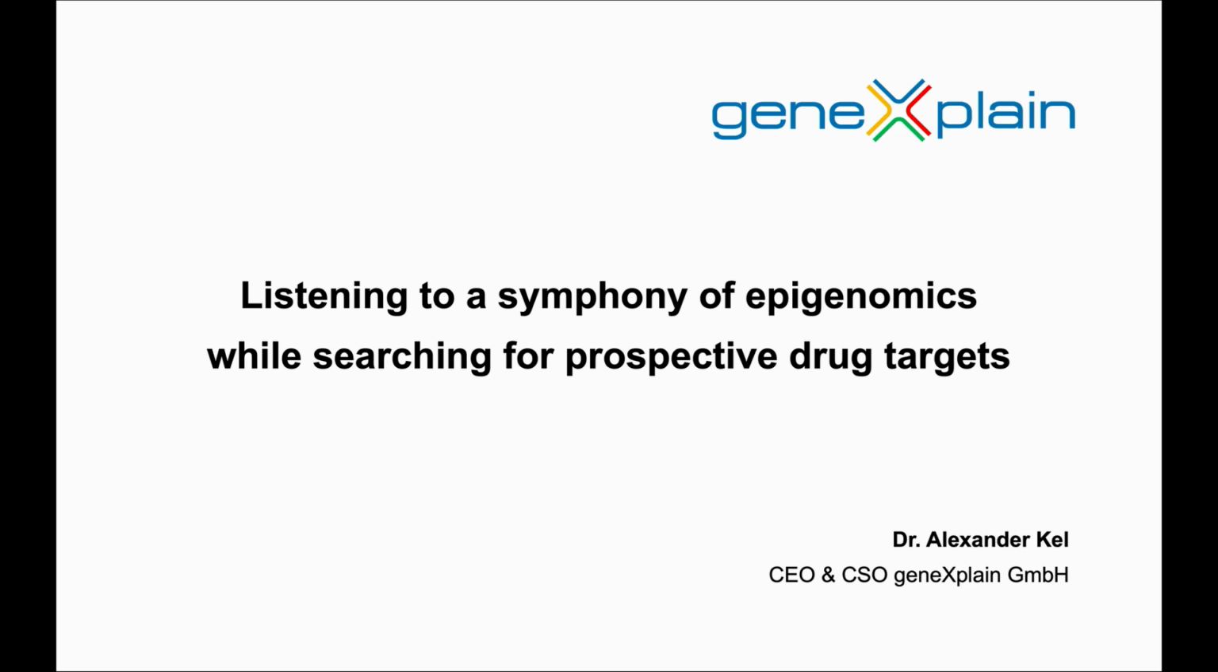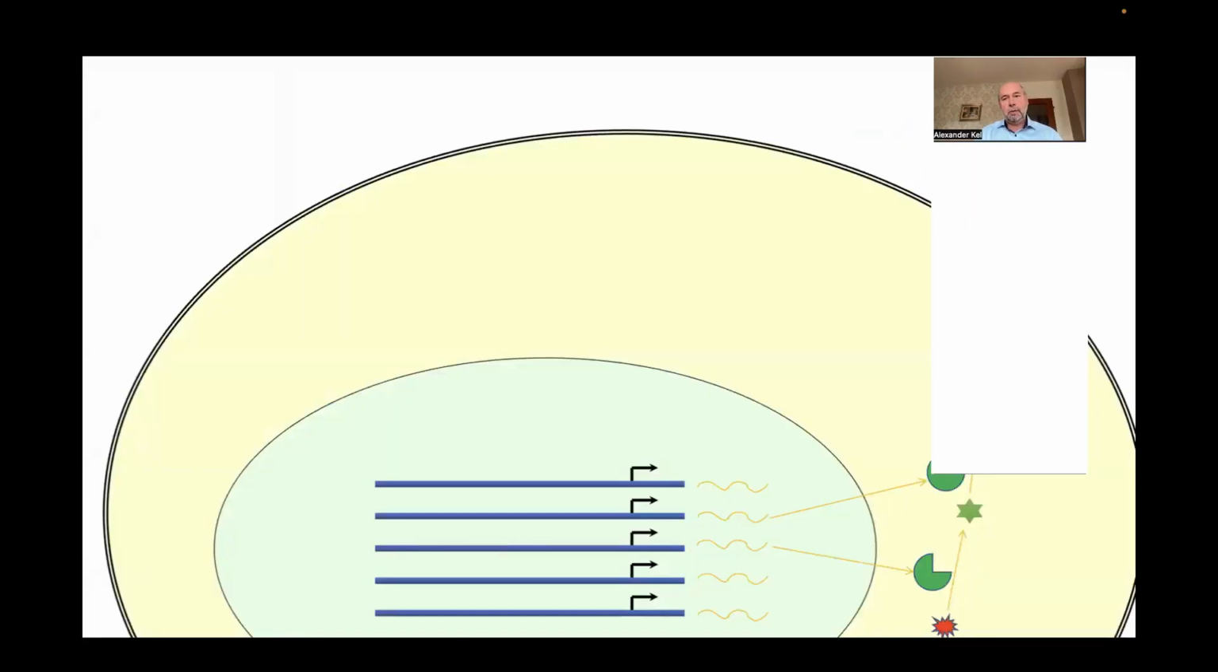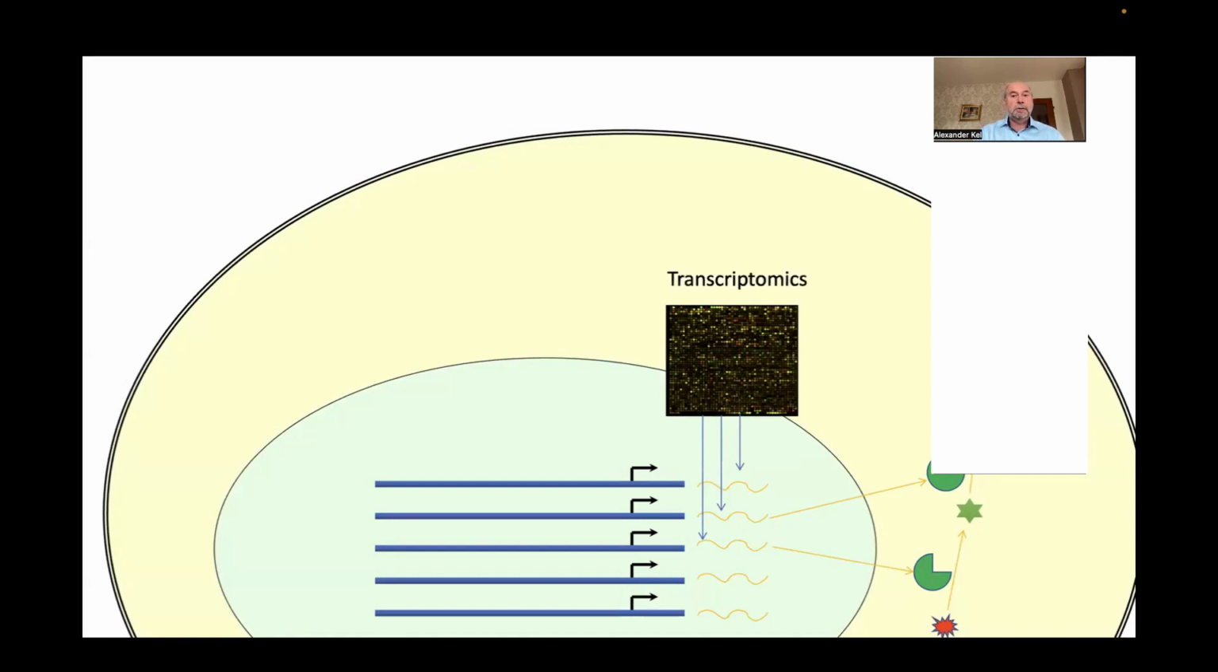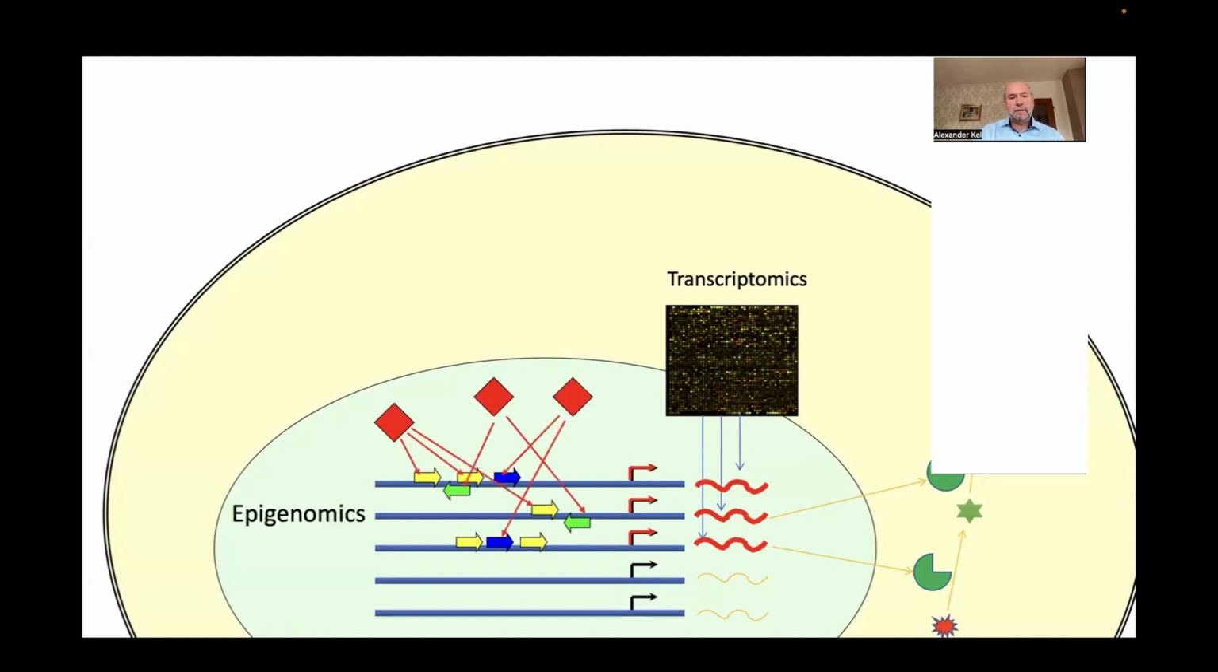The title is "Listen in Symphony of Epigenomics to Find Drug Targets." And why am I talking about epigenomics? If you consider the cell, then the genes which are expressed in the nucleus of that cell, we can measure expression by so-called transcriptomics. They are controlled by a variety of proteins in the nucleus, which are called transcription factors. And epigenomics is everything which is done with the genome on the level of accessibility of that genome to transcription factors, actually anything which controls gene regulation.